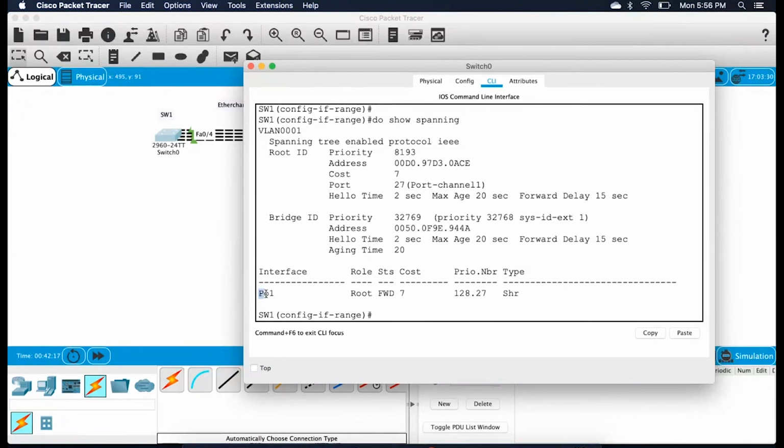Okay, PO1. And now it is the root port, in the forwarding state, and the cost has been divided. Now the cost of that entire link is just 7. Okay, and the priority is this value, and the type is shared. Now it is not a point to point link anymore, it is a shared link. That is how it's working. Make sense to you?